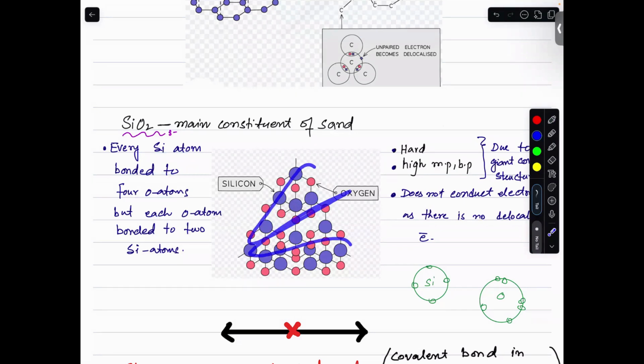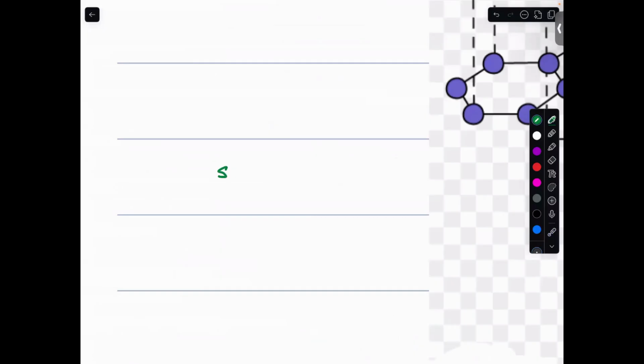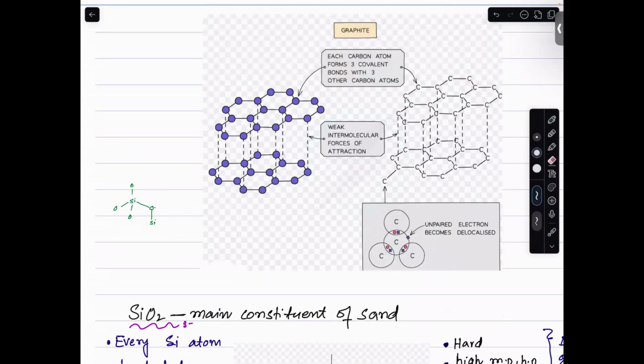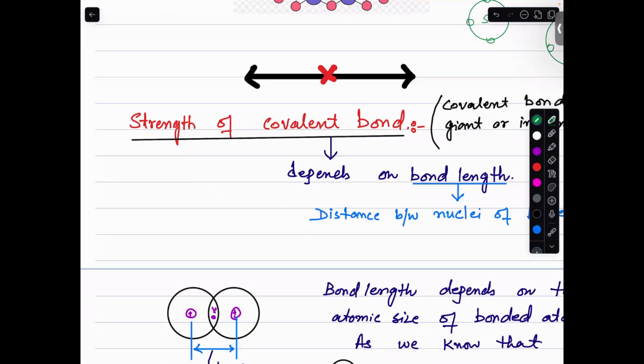This is a network of covalent bonds. Hard, high melting, does not conduct electricity. That's it. But what you are supposed to know very clearly: each silicon is bonded to how many oxygen? 4. And each oxygen is bonded to how many silicon? 2. No delocalized electron. Network of strong covalent bonds. High melting and high boiling point. Clear?